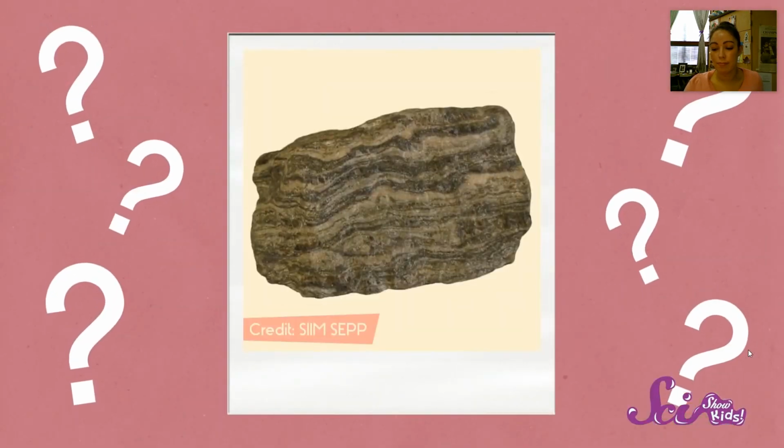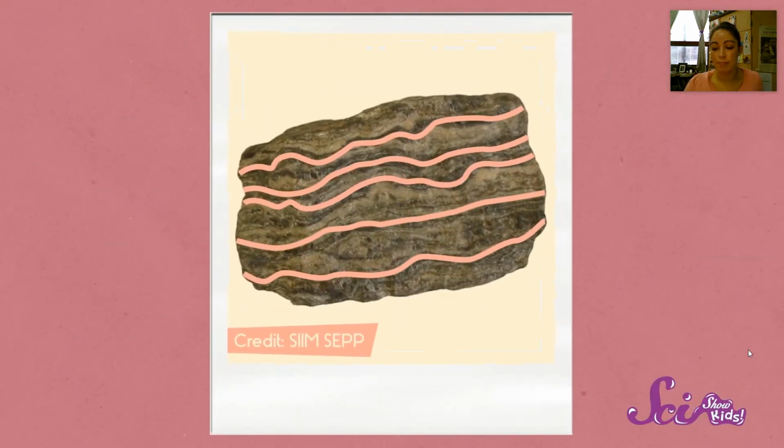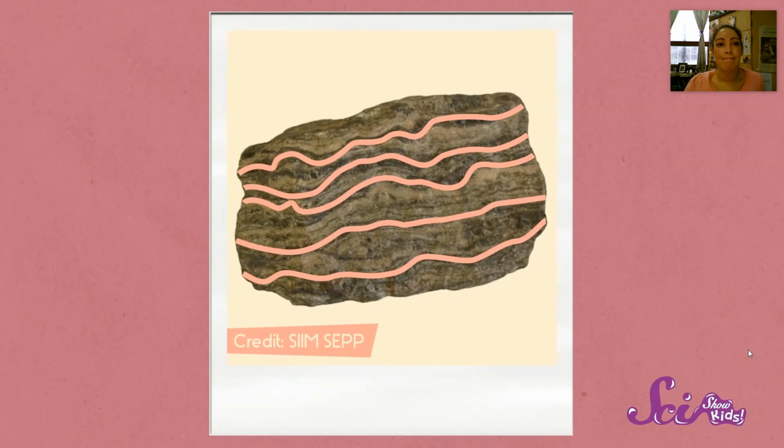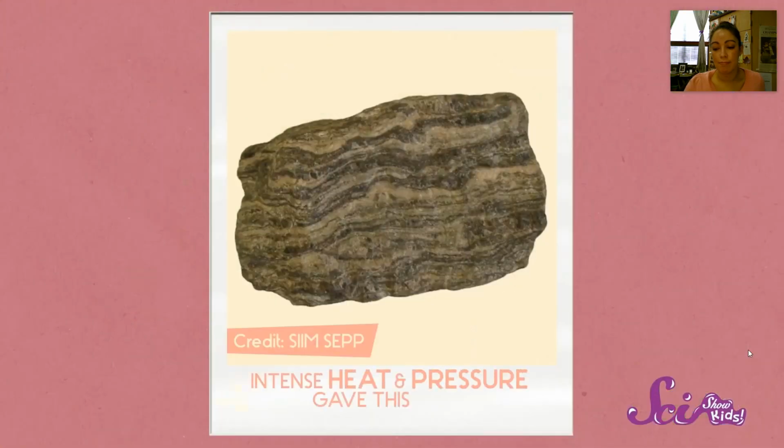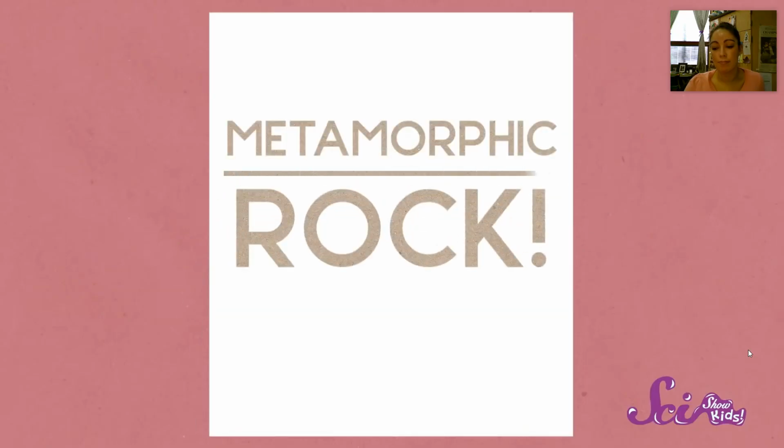Okay, here's our first mystery rock. What kind do you think it is? You see those bendy stripes? This rock looks like it's been stretched and squeezed. It must have gone through quite a change. And in fact, intense heat and pressure gave this rock its squiggly bands. Because it went through a big change inside the earth, it must be a metamorphic rock.